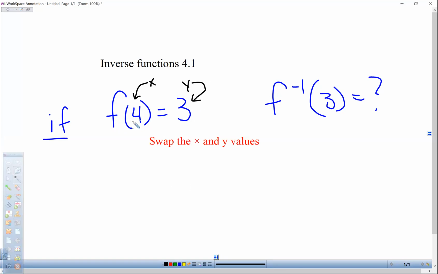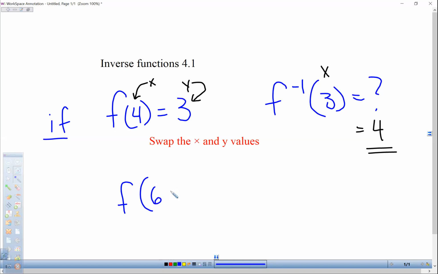So if f of 4 is 3, then the inverse function of 3, so this would be our new x, would equal our new y, which would be 4. So the answer here would be 4. And it's as easy as that. It really is pretty simple. So let's look at another one.